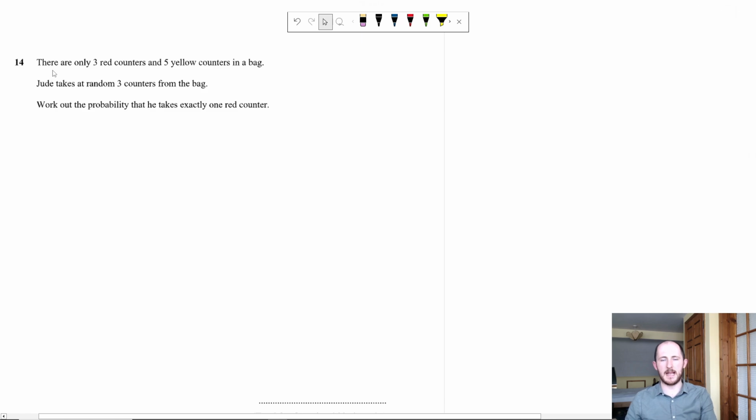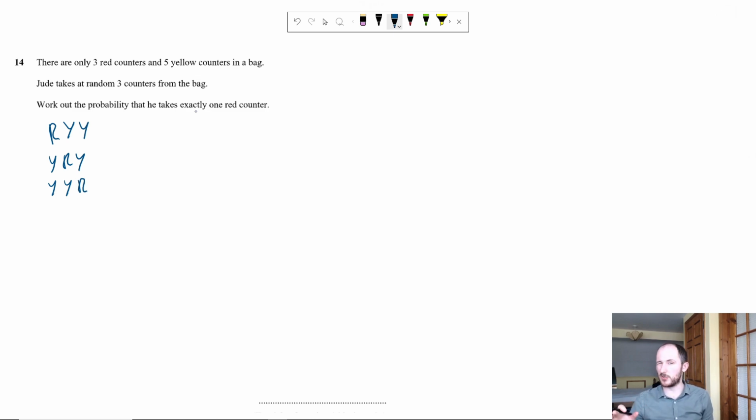So for this question, we have that there are only 3 red counters and 5 yellow counters in a bag. Jude takes at random 3 counters from the bag. Work out the probability that he takes exactly 1 red counter. So let's write down the possibilities. He could get a red and 2 yellows. He could get a yellow, red and a yellow. Or he could get a yellow, yellow, red. Correct?